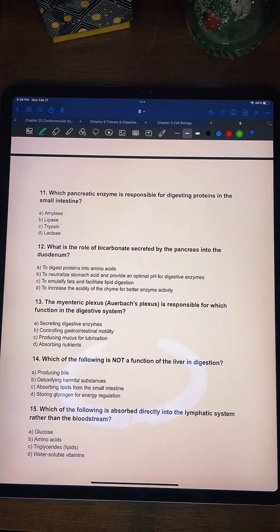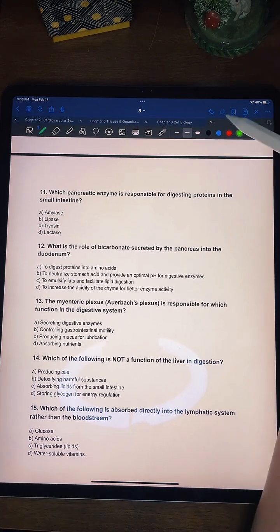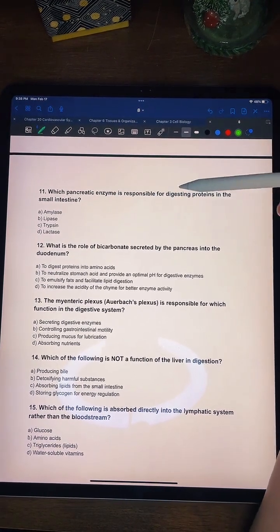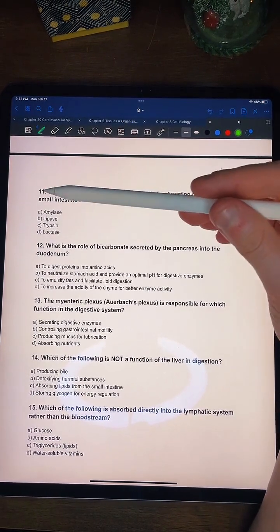That's amazing. Keep it up. Thank you. Alrighty, we're on number 11 now. Which enzyme is responsible for digesting proteins in the small intestine?